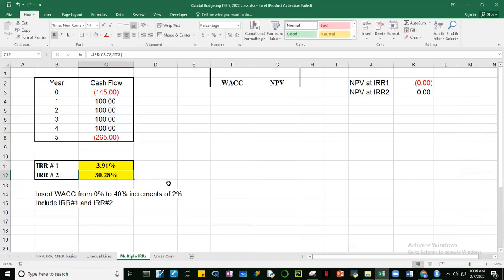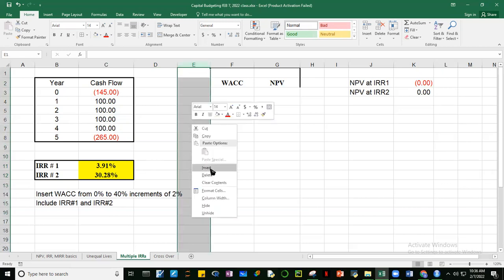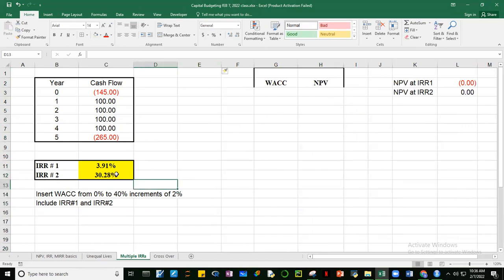Okay, there. Nakuha na natin, no? So ito yung dalawang IRR, guys. These are the 2 IRRs. Insert muna ako dito. The first IRR is 3.91. The second IRR is 30.28%. And we can plot that. We can plot yung WACC natin at saka yung IRR natin.